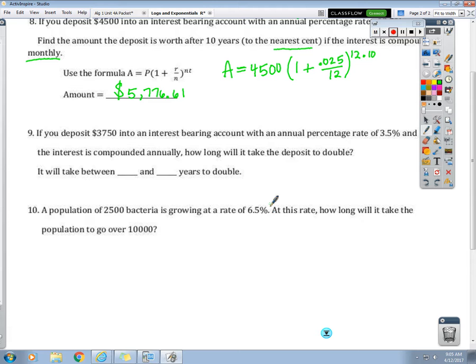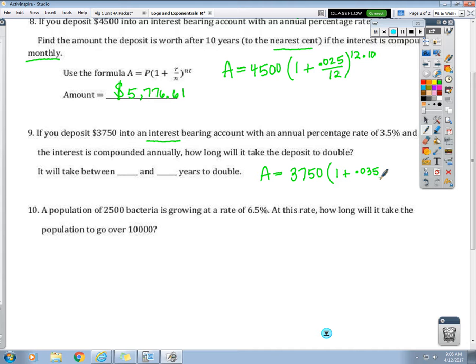Okay, so what equation should we use? The same one. A equals what goes in the P place, right? And then is it 1 plus or 1 minus? Plus, because you're making interest, you're making money on the account. What's the rate? 0.035. Do we need to divide that by anything? What would we divide it by?